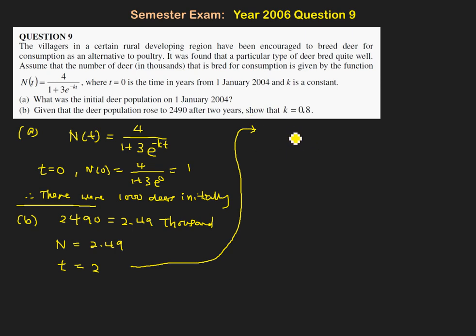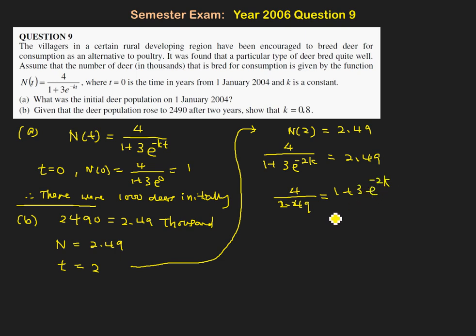And so we start with this. We have N(2) equal to 2.49. So this left hand side would be 4 over 1 plus 3e to the power of negative 2k, which is 2.49, or in other words 2.49 here is 1 plus 3e to the power of negative 2k. So just do the usual algebra. You need to be careful with this. You get this.